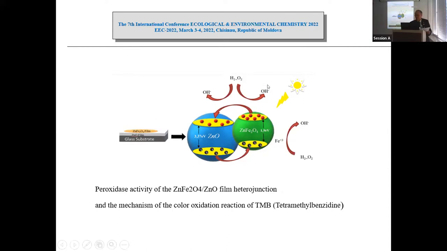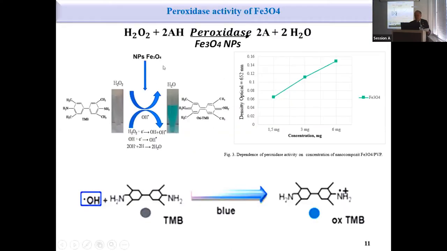as a result of photocatalytic processes, we can detect the concentration of the peroxide using the solution of tetramethylbenzidine. It will change the color depending on the concentration of the peroxide. Here is the scheme of the processes which we have in such heterostructures, and we have measured the optical density of the solution depending on the concentration of the peroxide.